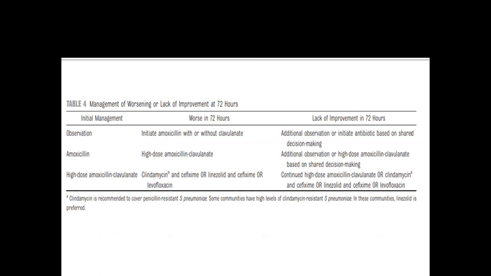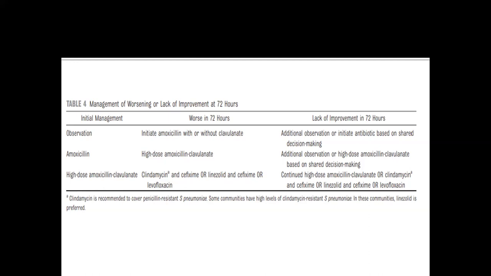Again here, if the initial management was given as observation, we have observed the child, we should start on the amoxicillin without clavulanate. But if we had earlier started on amoxicillin, we can step up to amoxicillin with the clavulanate. If previously itself the child had received high dose amoxicillin clavulanate, then we could start on a clindamycin or cefixime or linezolid we can use. This clindamycin is recommended to cover penicillin resistant Streptococcus pneumoniae. As we saw, almost 50% of Streptococcus pneumoniae will be having this beta lactamase.